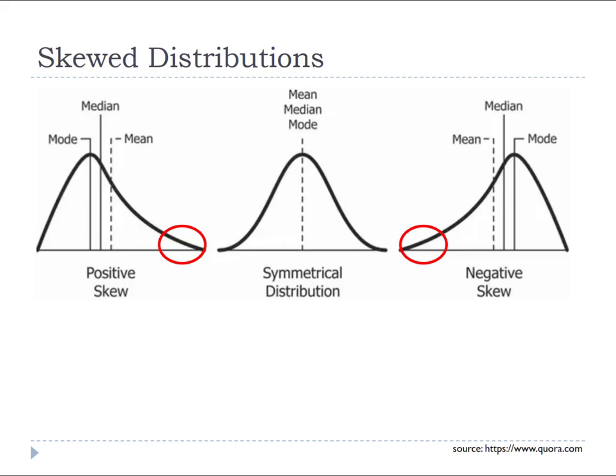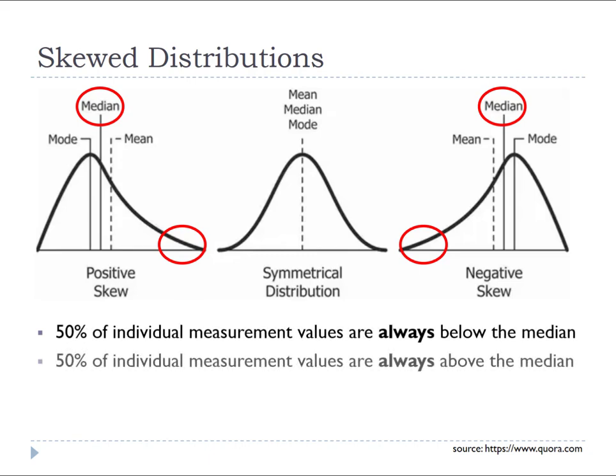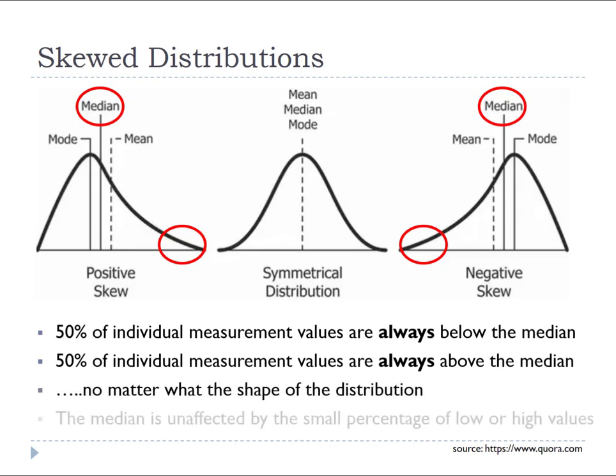When a distribution of measurements has a small percentage of low values, the mean gets pulled down towards those values, making it no longer a good measure of central tendency. In these cases, we use what is known as the median as our measure of central tendency instead of the mean. 50% of individual measurement values are always below the median, and 50% of measurement values are always above the median, no matter what the shape of the distribution of measurements looks like. The median is unaffected by the small percentage of low or high values in the data, whereas the mean is affected by those values.